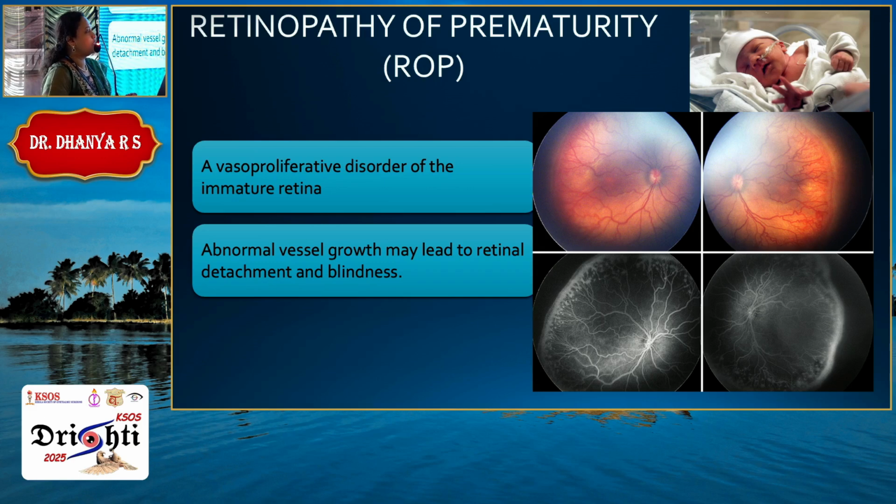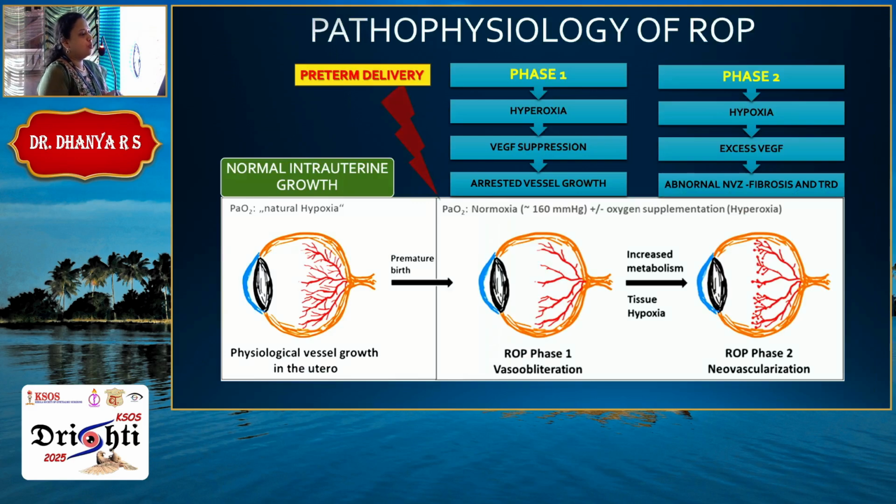As you all know, it is a vasoproliferative disorder of the immature retina, and the abnormal vessels will grow, and if not intervened in time, it will lead to retinal detachment and blindness. So, this is a very important slide. I want you to listen carefully, because in the normal intrauterine growth, there is a natural hypoxia which is responsible for the physiological normal vessel growth in utero.